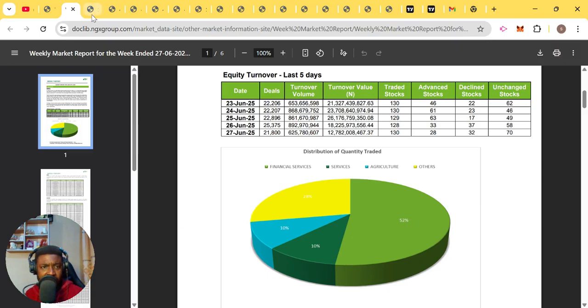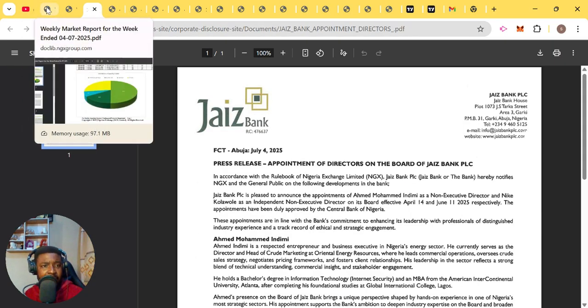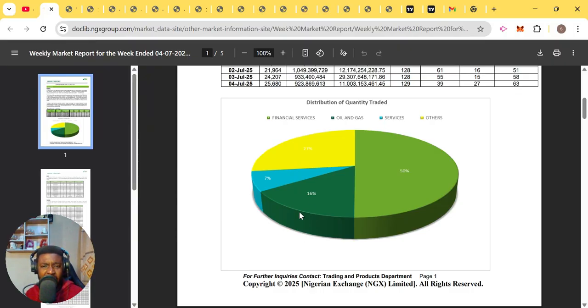So the question now is, we now have 16% in services and all that. Where will this money go to? You understand? Is there a possibility, that's what I'm just thinking, that the money will leave the service sector this week and jump back to the agricultural sector? Is that what we'll be looking at?